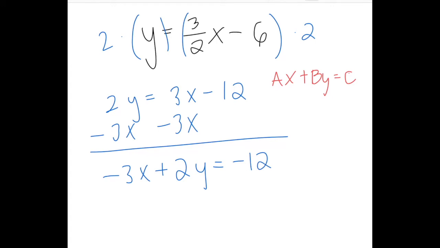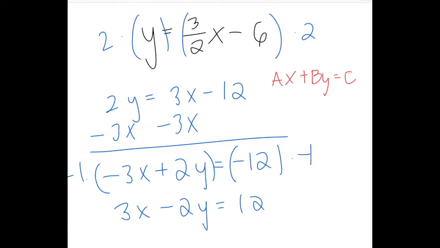And my last step, because I want the coefficient for x to be positive, that's a, that has to be positive, I'm going to multiply everything by a negative 1. This will change the signs for every term, so I end up with 3x minus 2y equals 12.